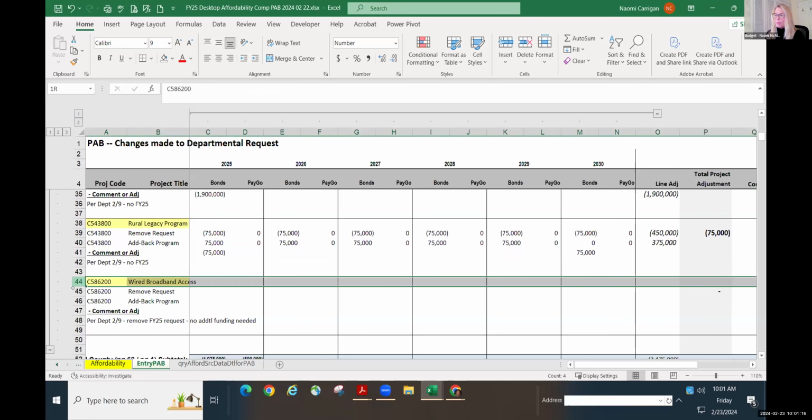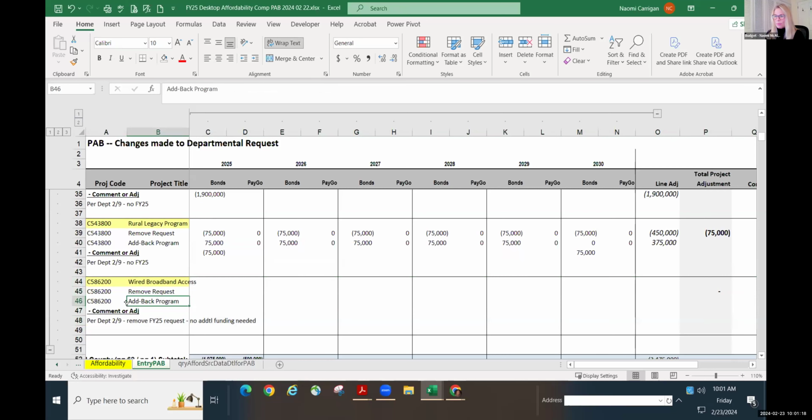Oh, this is the wired broadband access. So this is my note to myself. This capital project was actually looking for fiscal year 25 funding, but it was ARP grant funding. So you can see here, I don't have any numbers on here because it's not affecting affordability, but it's just a kind of a memory tickler to remove that request in my mind.